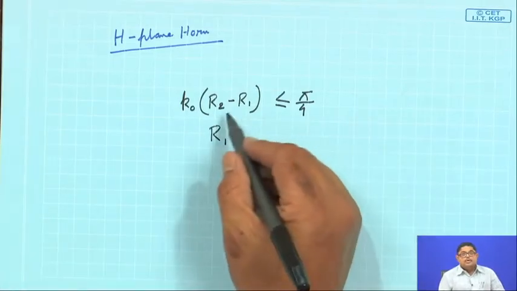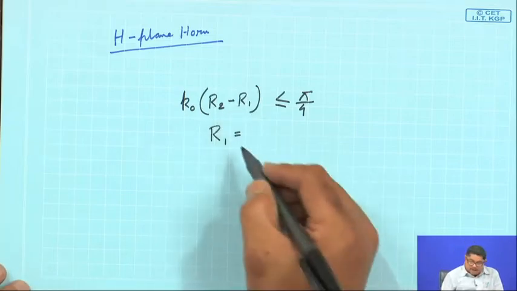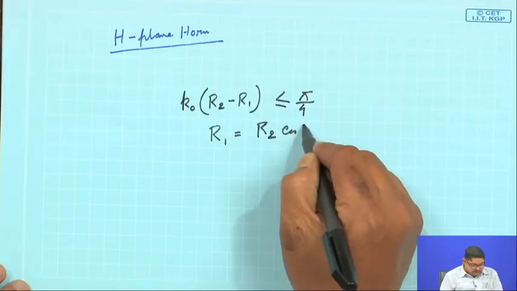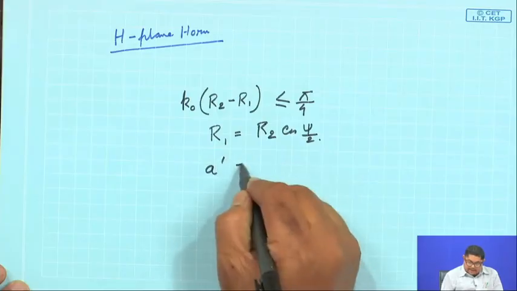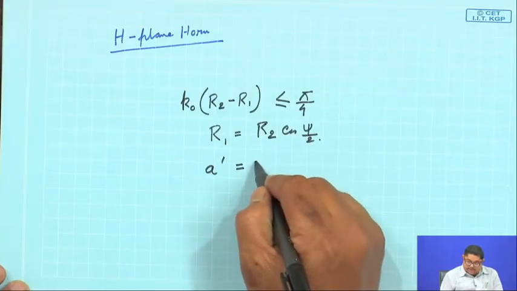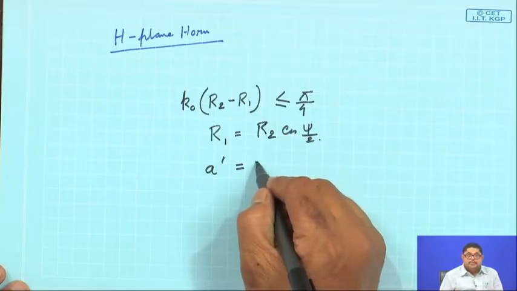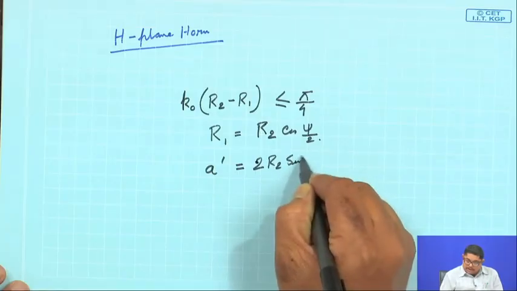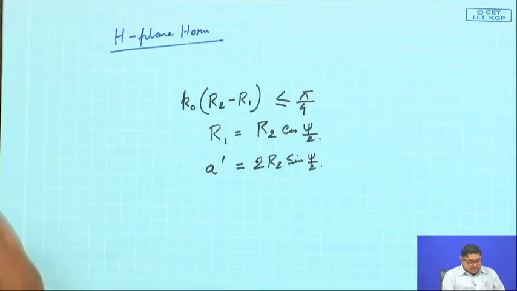I will try to introduce the flare angle psi. So, R1 is nothing but R2 cos psi by 2, and what is A dashed? A dashed means the total broad dimension of the horn aperture, that is 2 R2 sin psi by 2. So, now you can easily find out what the angle is that I need.